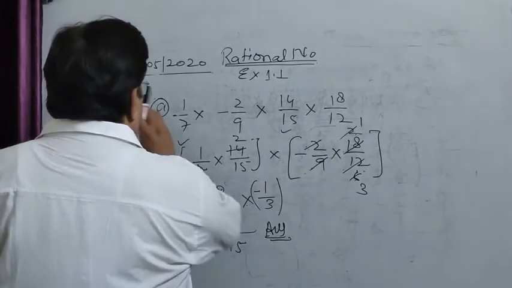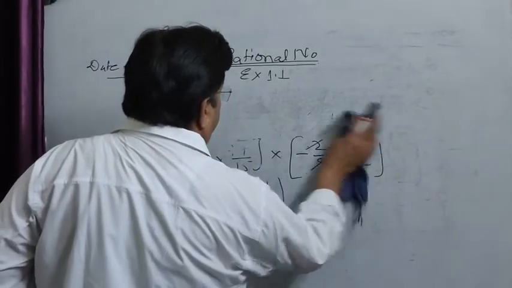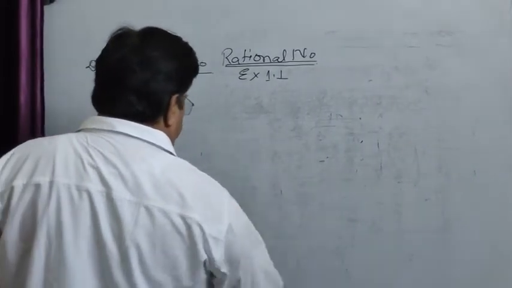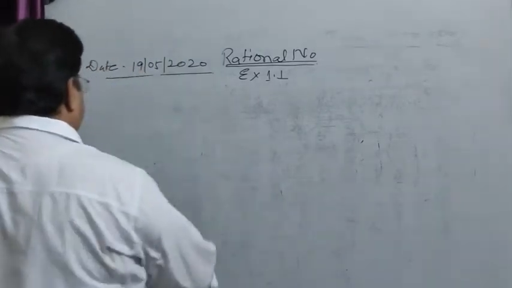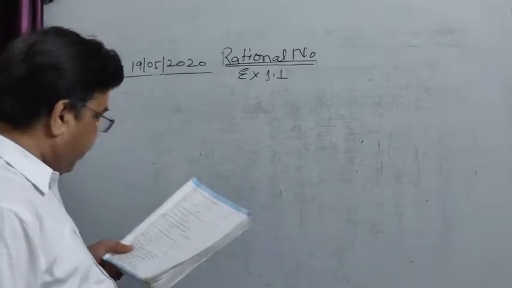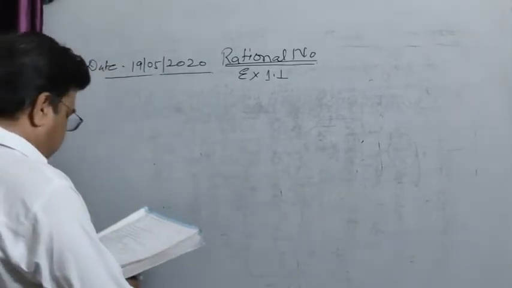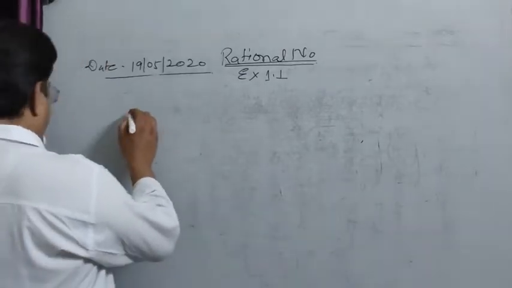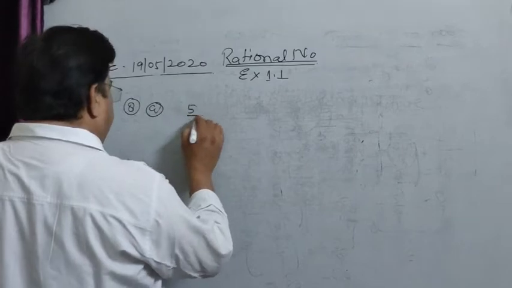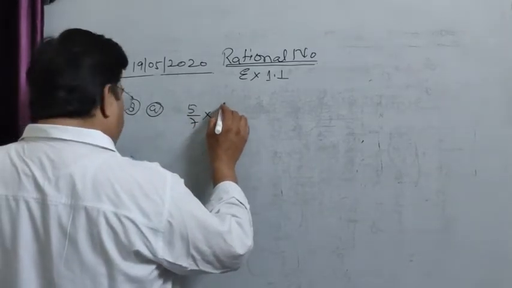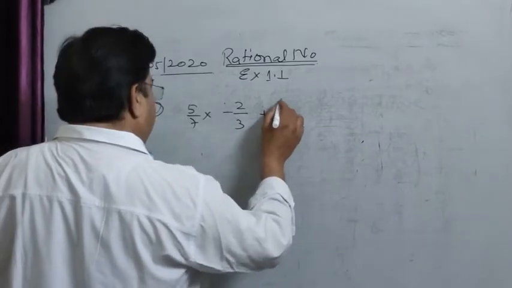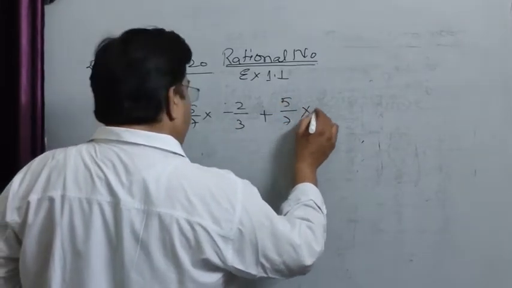Students, I am solving the question number 8. Evaluate the following using the appropriate properties. I am solving the first question, first A. 5 upon 7 into minus 2 by 3 plus 5 by 7 into minus 1 by 9.